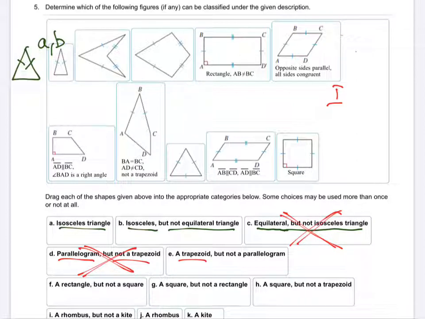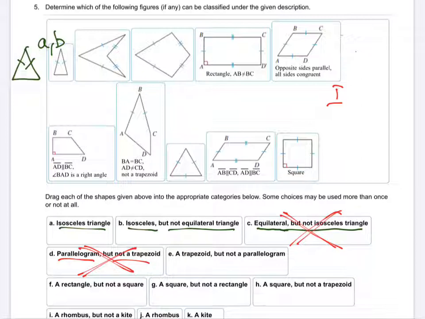Trapezoid. Oh, no, wait, I'm getting confused. No, I'm right. These are hard for me too. A trapezoid, but not a parallelogram. Can you be that? Yeah, you can be that, right? You can be a trapezoid, but you're not a parallelogram. You just have two sides parallel, not all four. Yeah, that can be. I just want to cross out the fake ones right now.